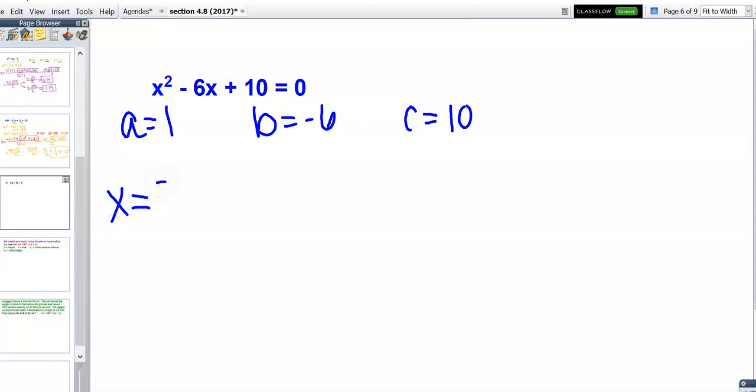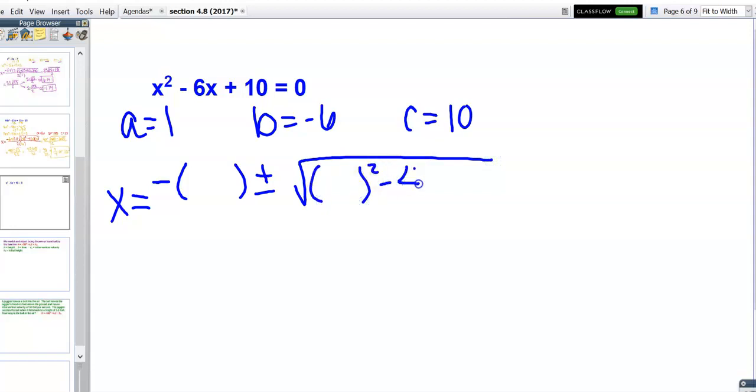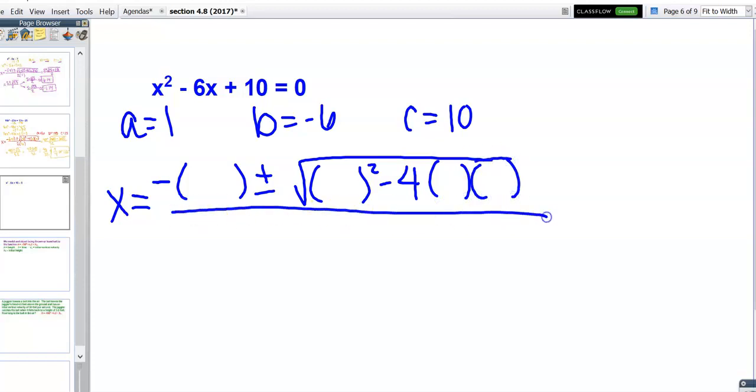X equals -b plus or minus the square root b squared minus 4ac all over 2a. So -b goes here, plus or minus square root of b squared minus 4ac all over 2a.